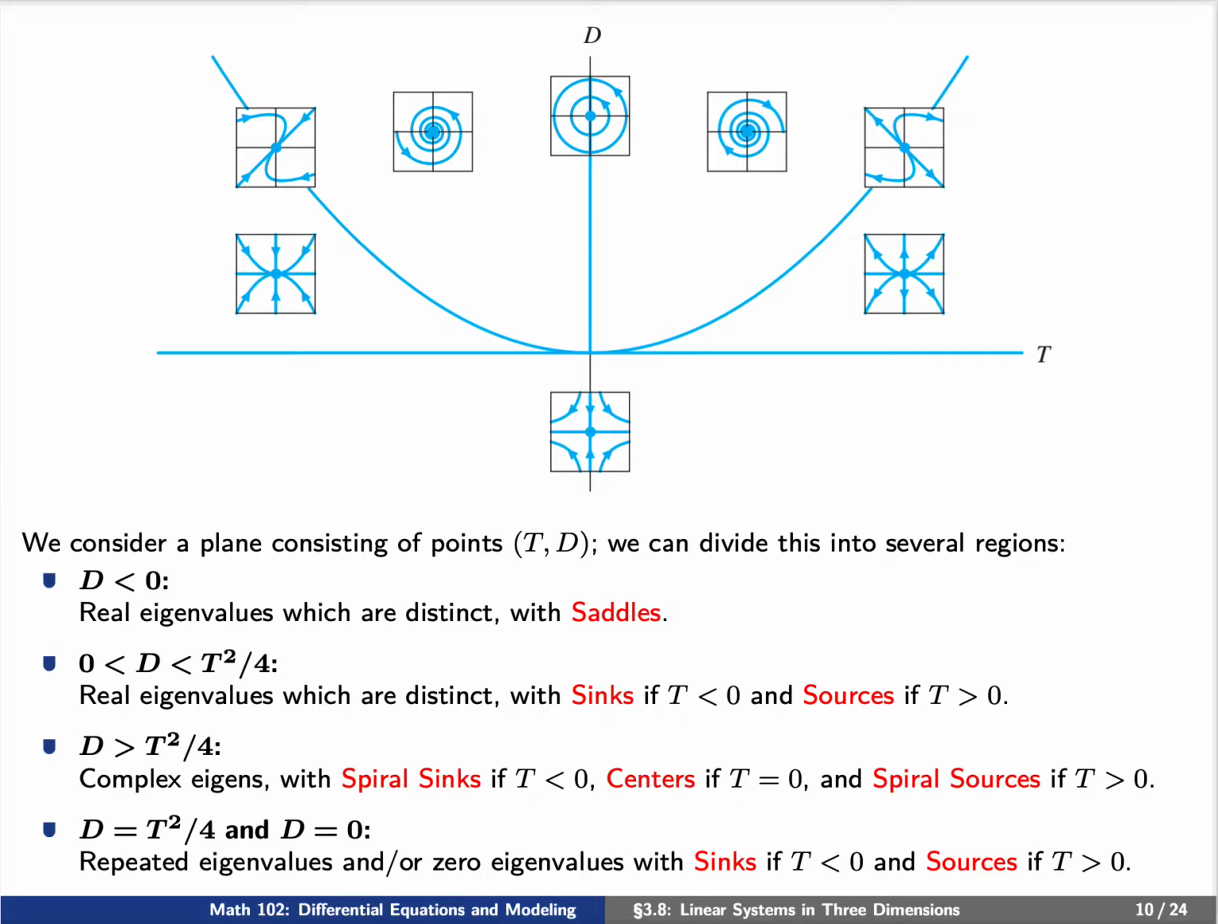In this case, we have eigenvalues that are real and distinct, where we have sinks if we're on the left-hand part of the graph, that is if T is negative, and sources if we're on the right-hand part of the graph, that is T is positive.